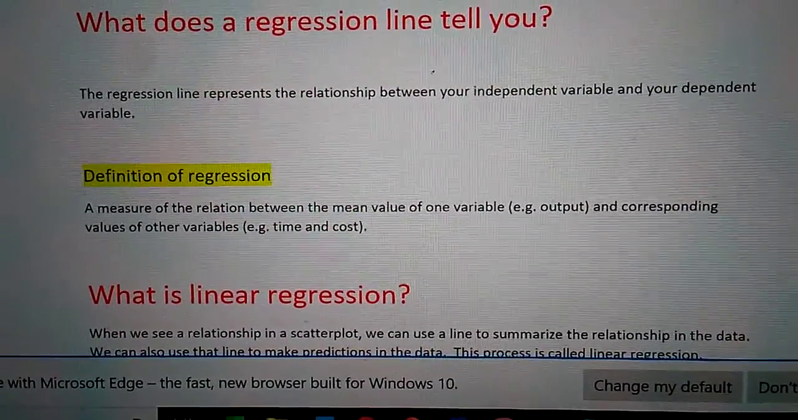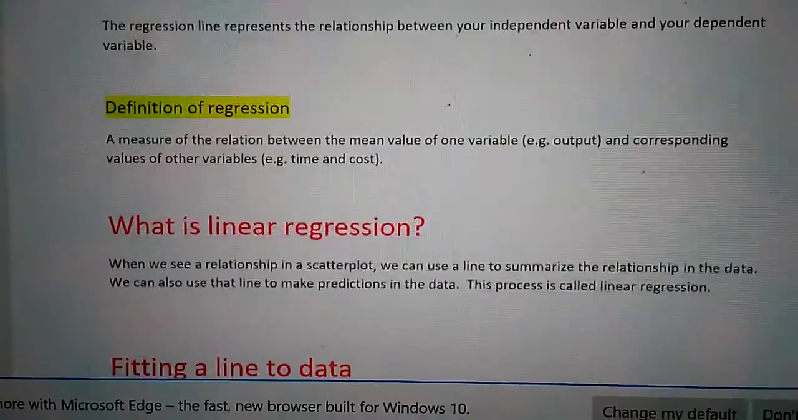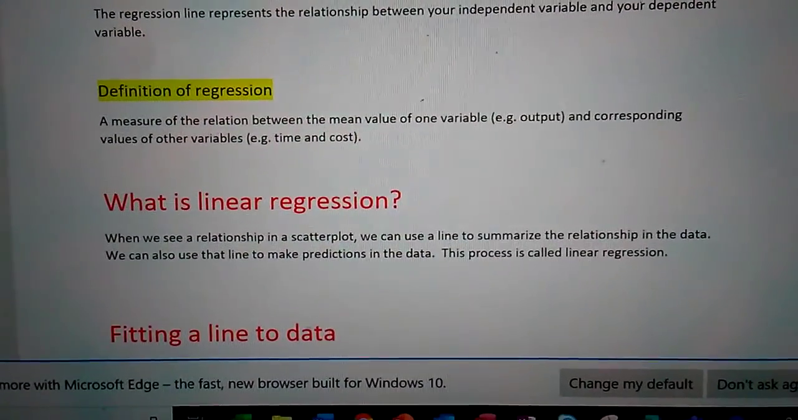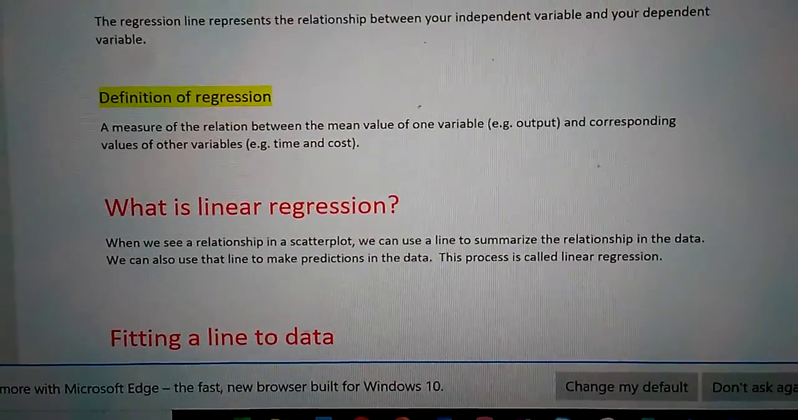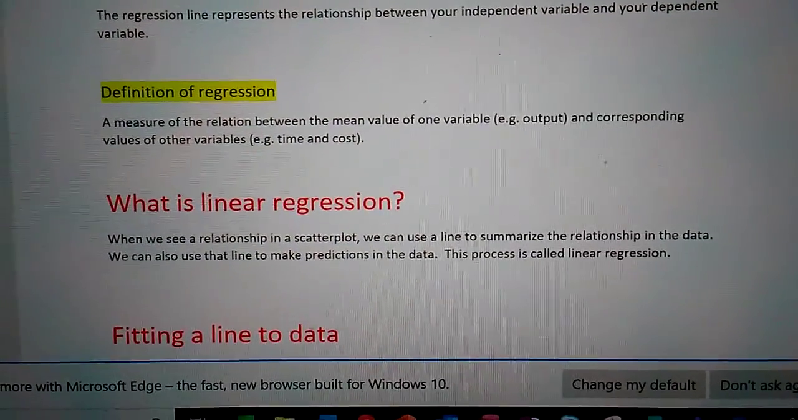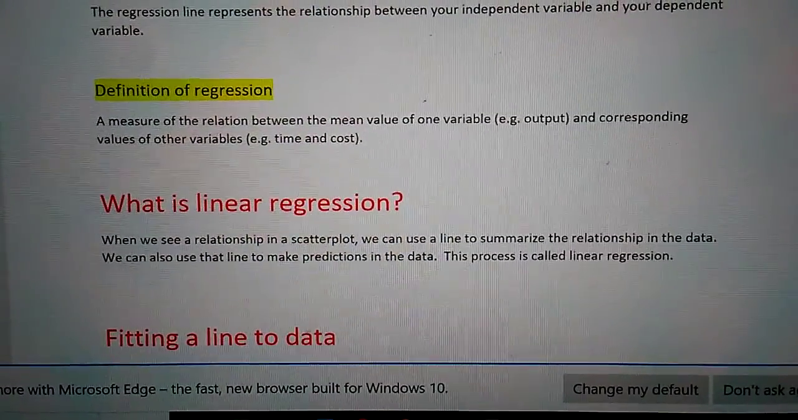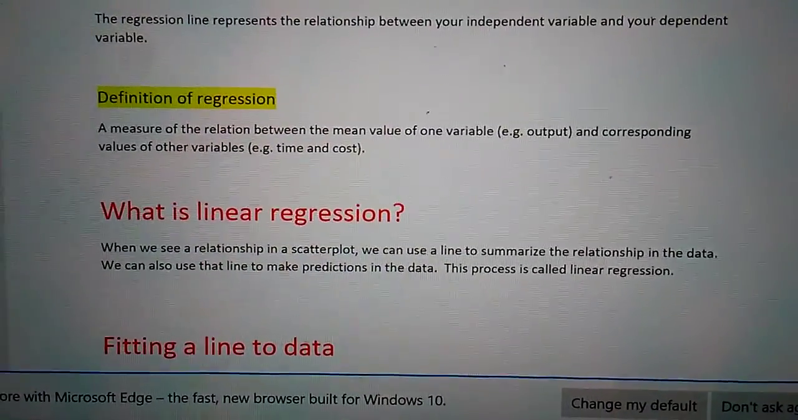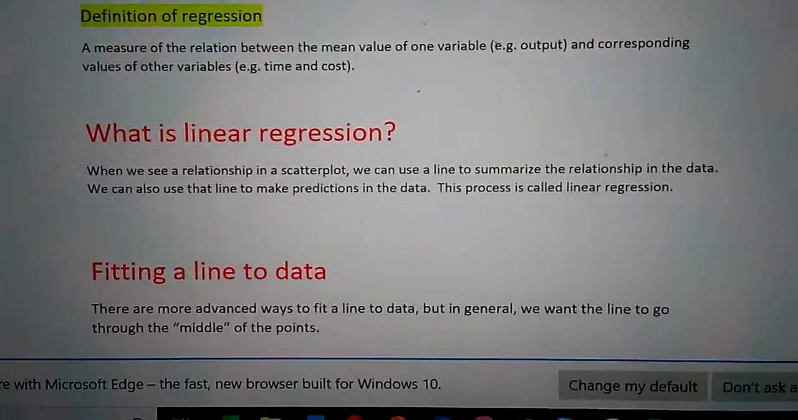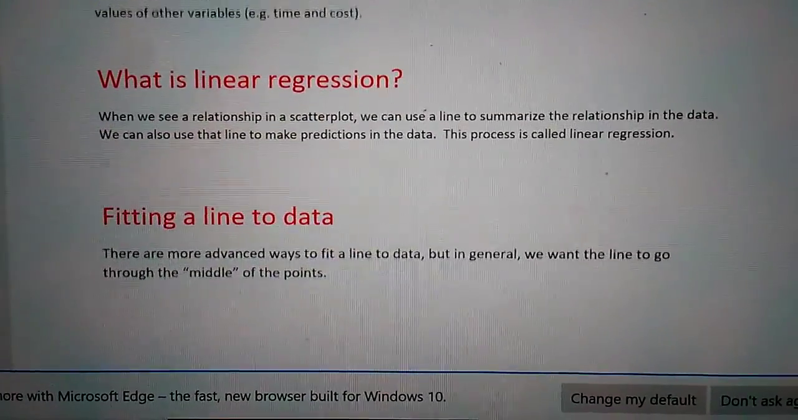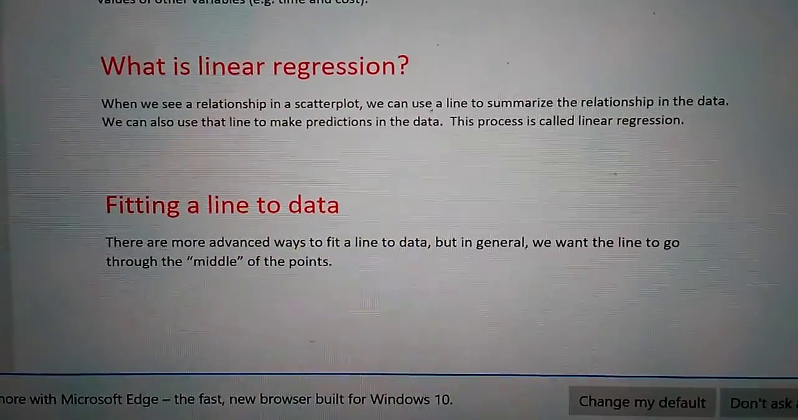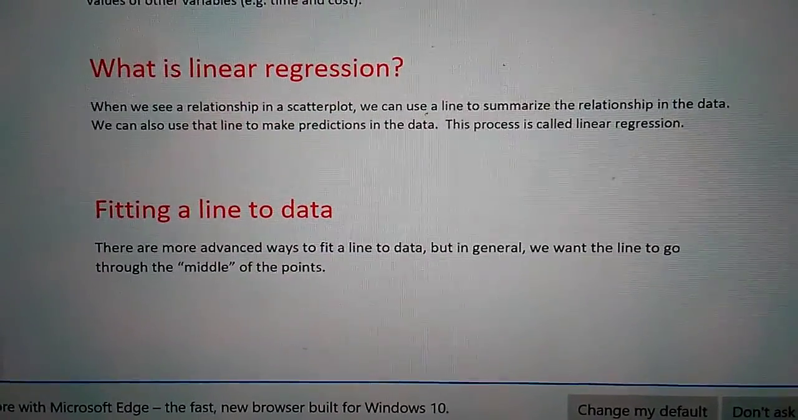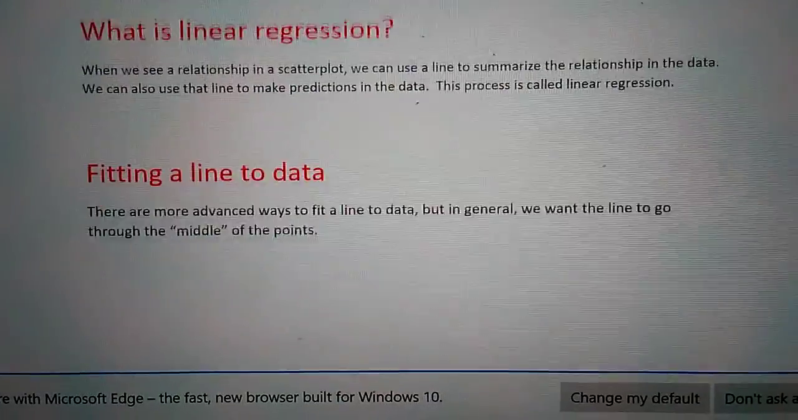What is linear regression? When we see a relationship in a scatter plot, we can use a line to summarize the relationship in the data. We can also use that line to make predictions in the data. This process is called linear regression. Fitting a line to data. There are more advanced ways to fit a line to data, but in general, we want the line to go through the middle of the points.